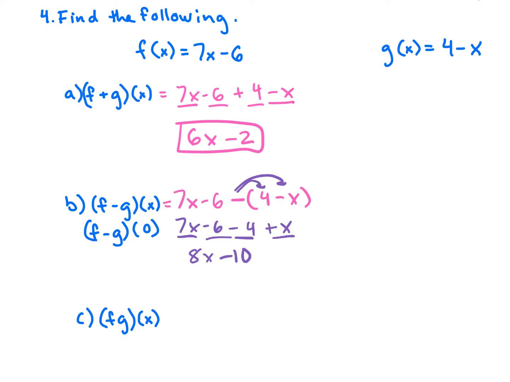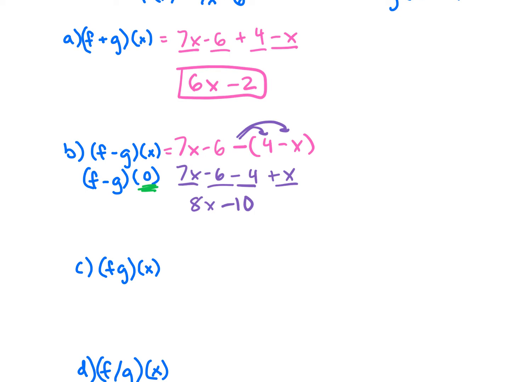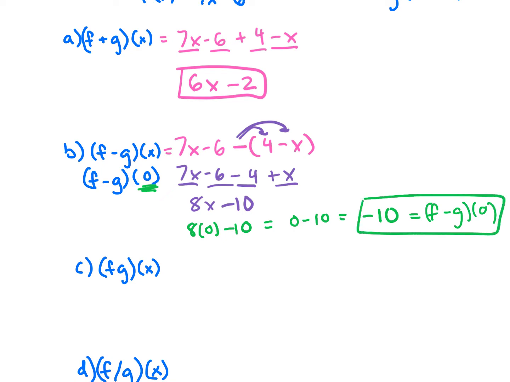And then I'm going to plug in 0 because f minus g of 0. I find f minus g and then plug in the number. So this would be 8 times 0 minus 10, which is 0 minus 10. So that is just negative 10. So f minus g of 0 is negative 10, and then f minus g of x is this one.